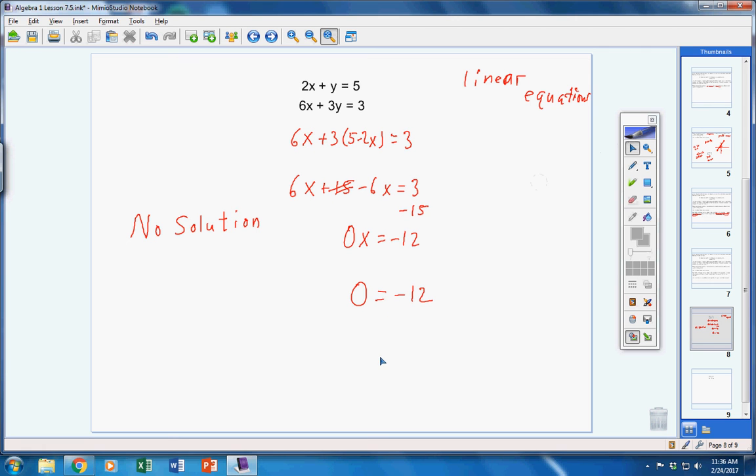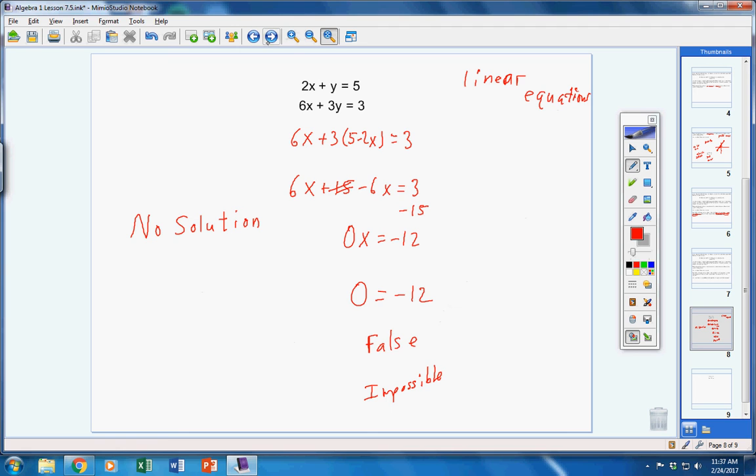Okay? By the way, if you were to use linear combination instead of substitution, you would get out the same thing. All of your x or y terms would cancel out, and you'd have a number over here. 0 equals negative 12 is a false statement. It is impossible. Okay? Thus, no solution. Look this over, make sure you understand it.